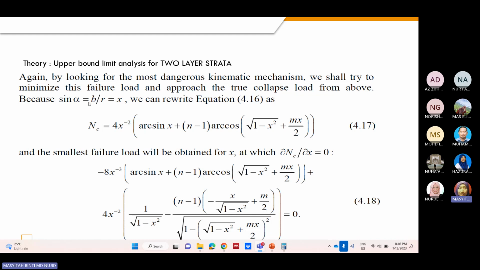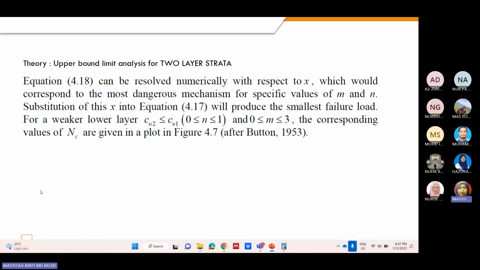So since alpha equals B over R equals X, the equation 4.16 can be rewritten as given in 4.17. So now it has countered the N, M here is the weak factor to consider the effect of two strata. So the equation 4.18 can be resolved numerically with respect to X, which would correspond to the most dangerous mechanism for specific values of M and N. So for a weaker lower layer, Cu2 less than Cu1 and N in the range 3, the corresponding values of Nc are given in the plot.